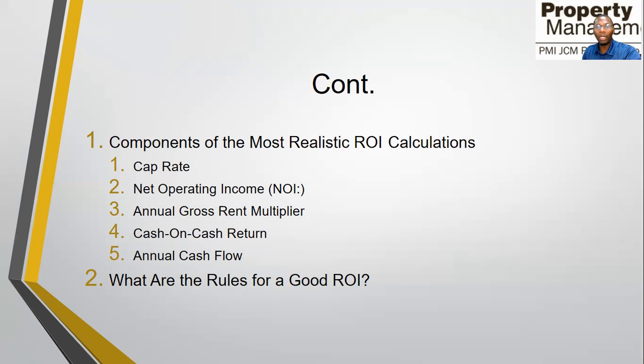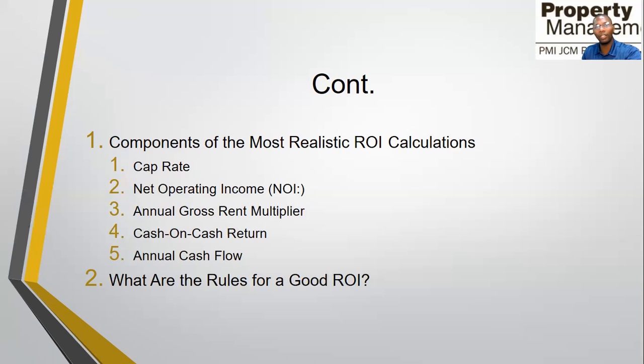Then you have net operating income, right? Typically, net operating income is how much you're getting after you pay your expenses. Annual gross rent multiplier is a tool that most rental property owners use to quickly gauge whether a deal is worth doing further due diligence on. So it's very useful. There are different calculators. You can search Google for the actual calculation.